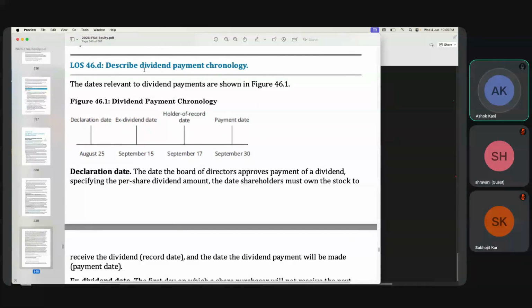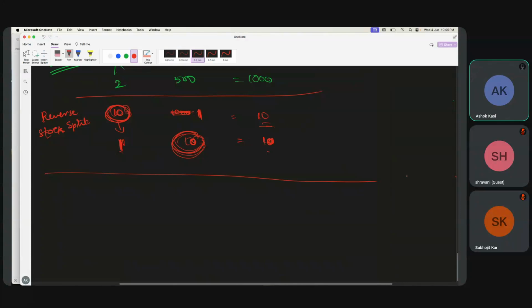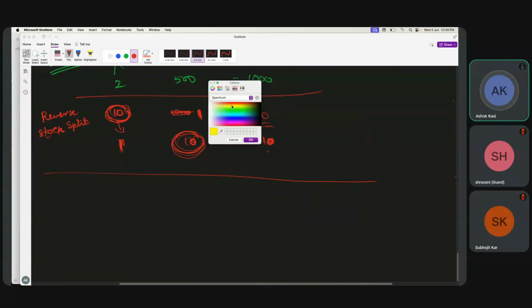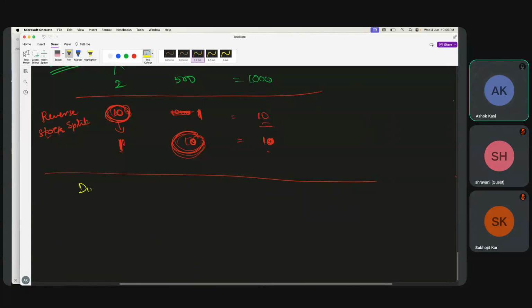Next one, dividend payment chronology. Dividend payment chronology means certain dates are there.